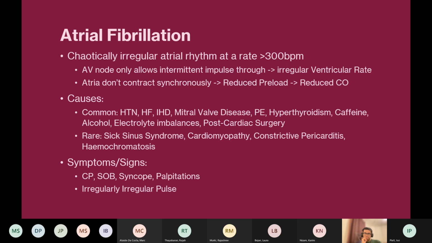So, causes of atrial fibrillation. This is something you should all be able to sing off by the end of this year. Common causes first. Can anyone name some common causes? I won't quiz you on the rarer causes. I'll tell you about them later, but the common causes first.